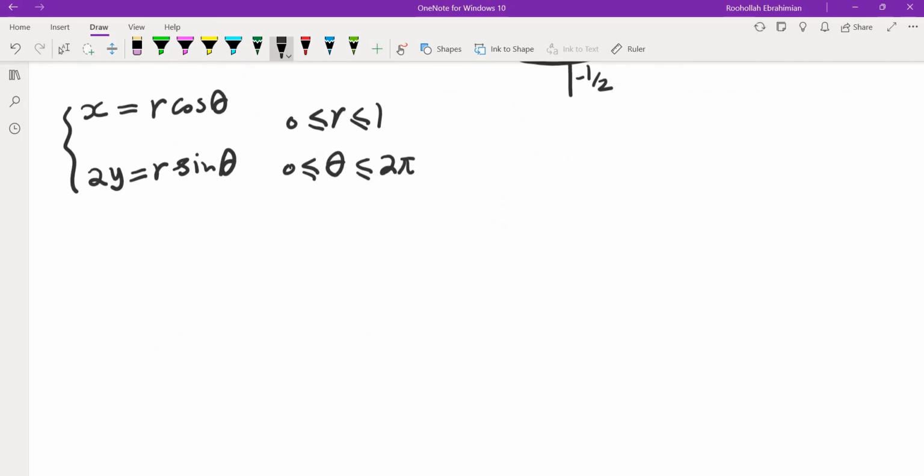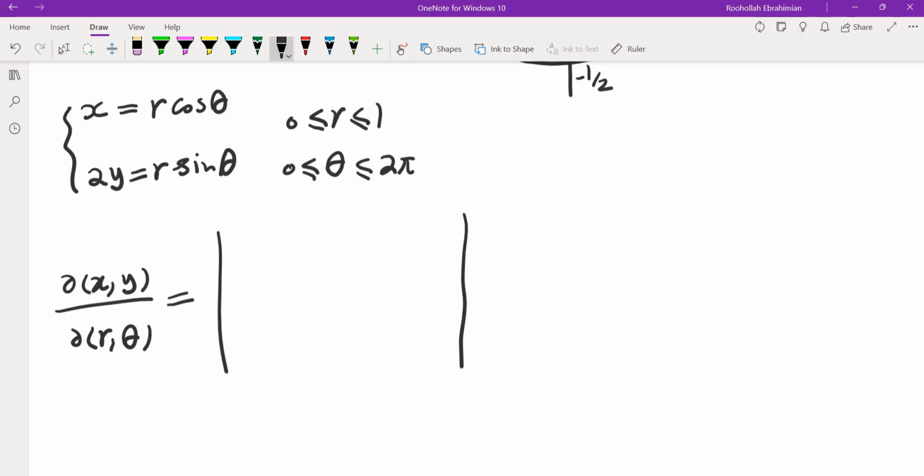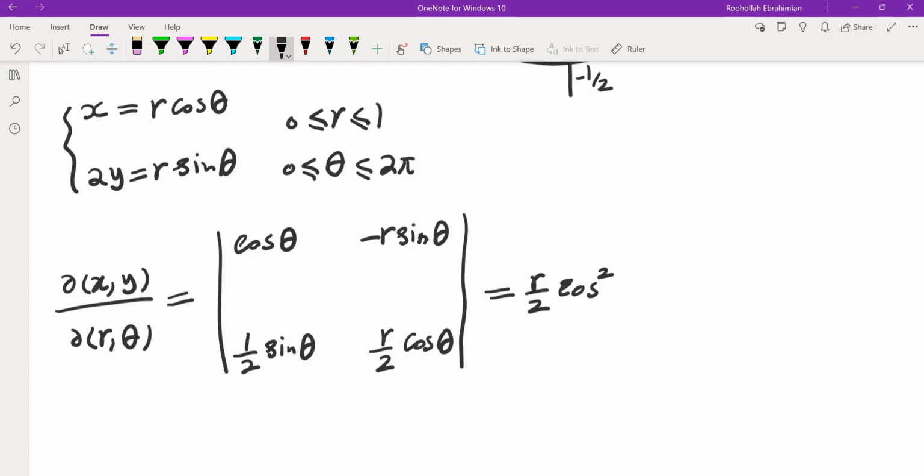Now we can find the Jacobian of xy with respect to r theta. We take the partial of x with respect to r, that would be cosine of theta. Partial of x with respect to theta, that would be minus r sine of theta. Partial of y with respect to r would be sine of theta divided by 2, so 1/2 sine of theta. And finally, partial of y with respect to theta, which is r over 2 cosine of theta. So this would be r over 2 cosine squared of theta plus r over 2 sine squared of theta, which is r over 2. So this is the Jacobian.